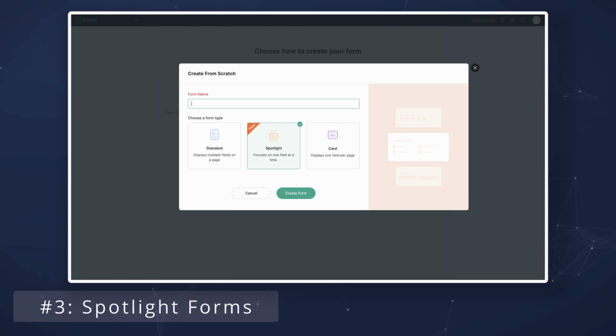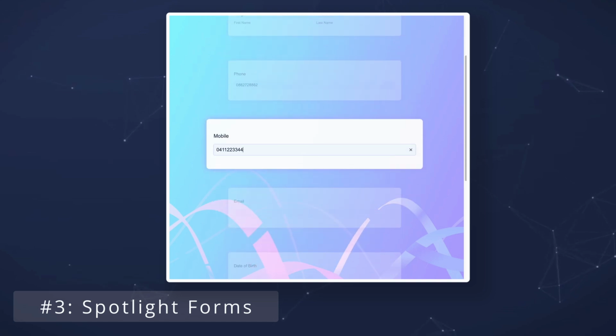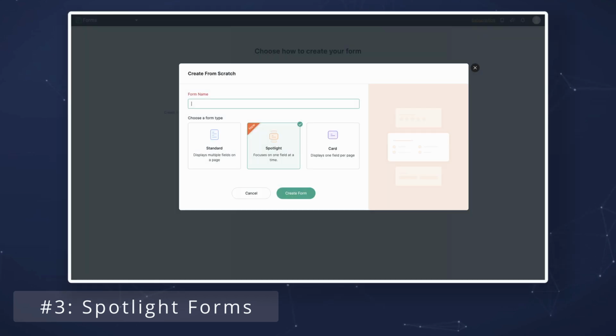Zoho has released a third type of form called a spotlight form, and it sits somewhere between a standard form, which shows all the fields at once, and a card form, which breaks questions down into separate pages. The idea is straightforward. All fields sit on a single page, but respondents scroll and only one field is active and centered at a time. Everything else dims in the background. There are no next or previous buttons, just a scroll to focus experience.